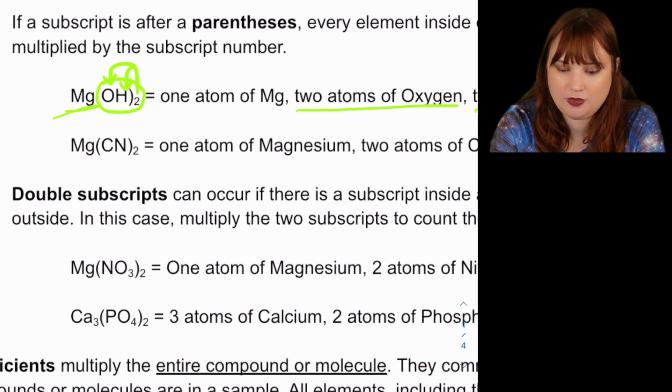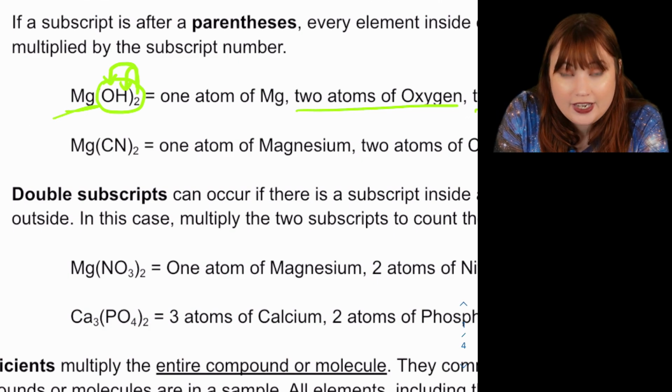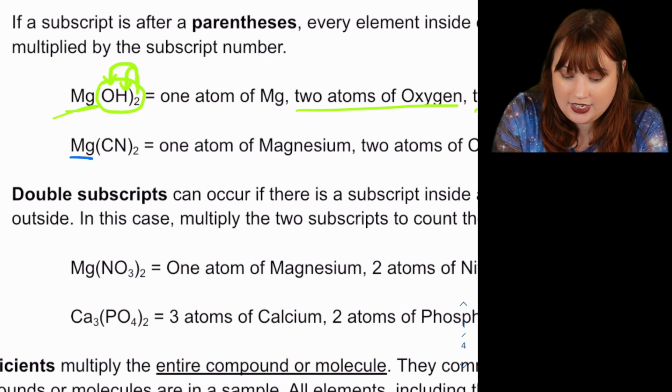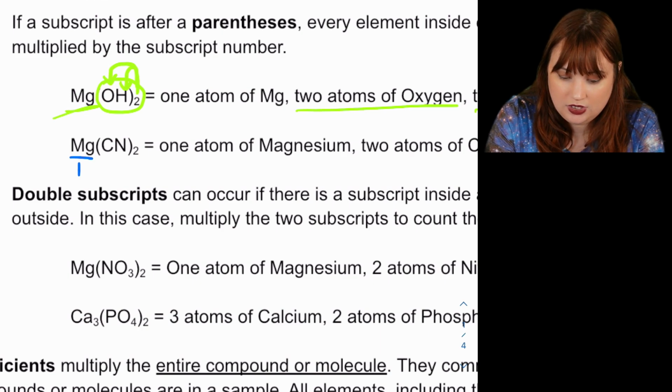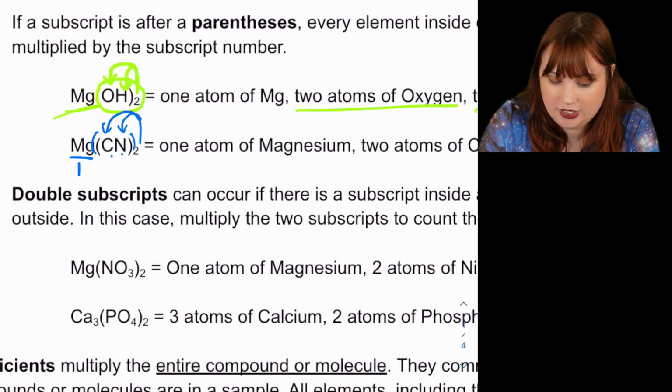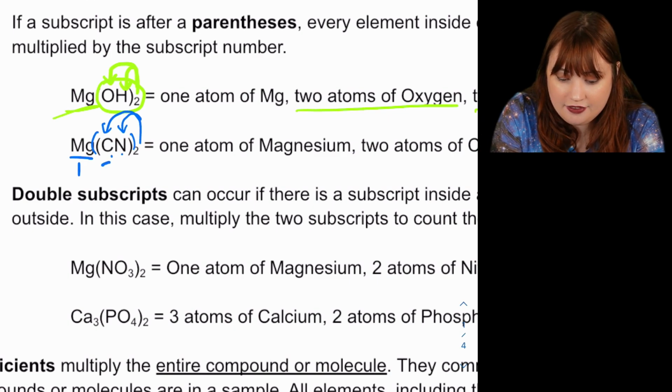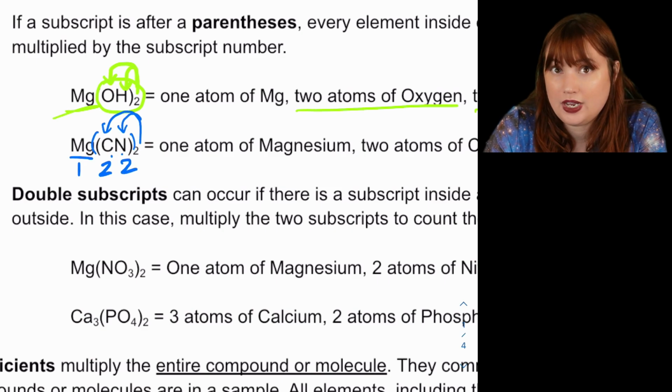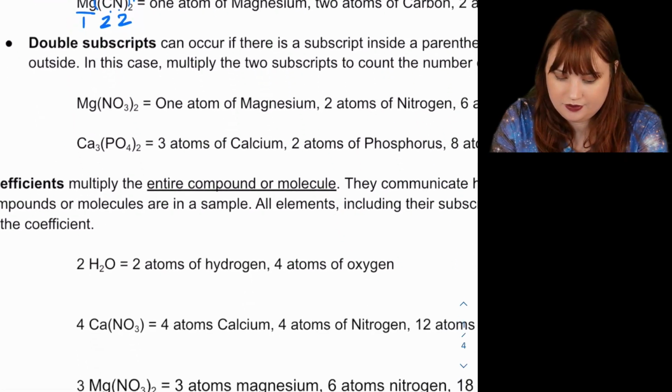Let's see another example of that. This next molecule, we have magnesium again. Magnesium, there's no number, so that means I only have 1 of those. This C and N, they're both inside this parentheses. So that means this subscript outside affects both of those elements. So this means I have 2 carbon atoms and 2 nitrogen atoms.